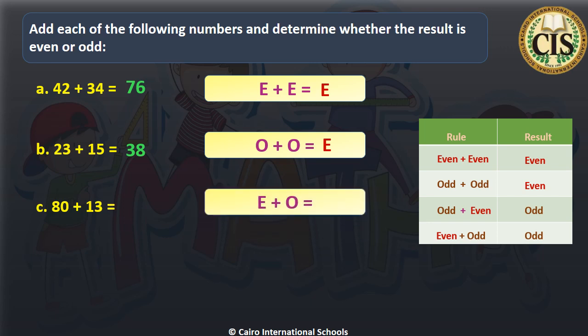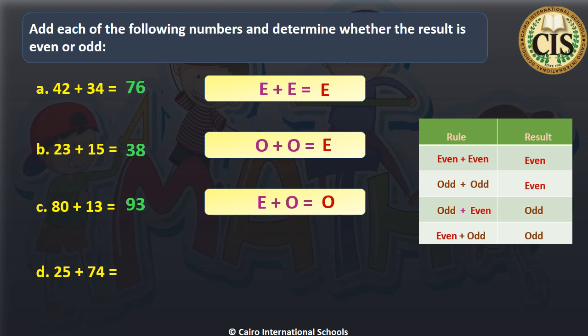The next one, 80 plus 13. Look at the ones digit. The ones digit is 0. 0 is an even number. Plus 13. Look at the ones digit 3. 3 is an odd number. So even plus odd, they are different types. So the result must be odd. Add ones with ones and tens with tens. 80 plus 13. The answer will be 93.